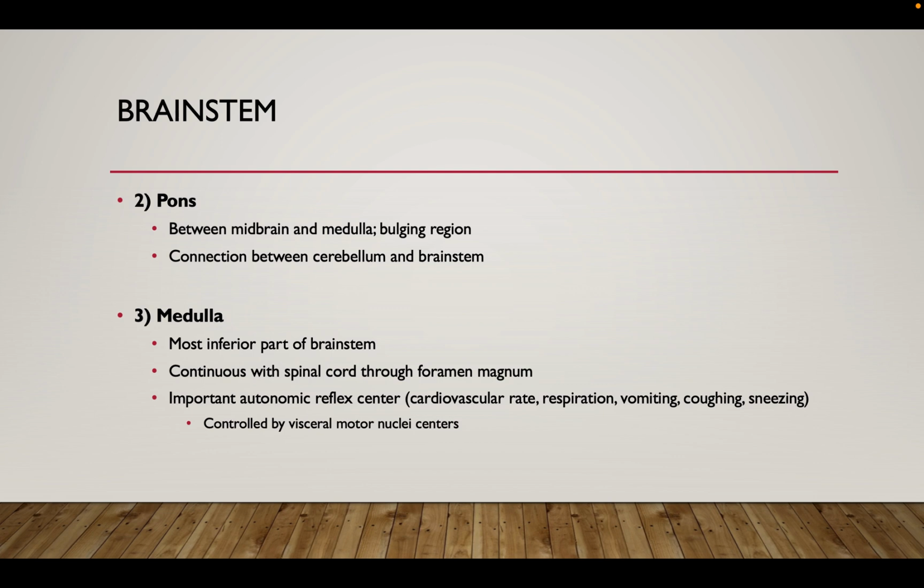So things like our cardiovascular rate, so the rate of contraction of our heart and the heart rate. We have respirations controlled here, so our breathing. And then other important reflexes, things like vomiting, coughing, sneezing. These are actually protective actions and reflexes, and all of these are going to be controlled by motor centers that are found within our medulla.